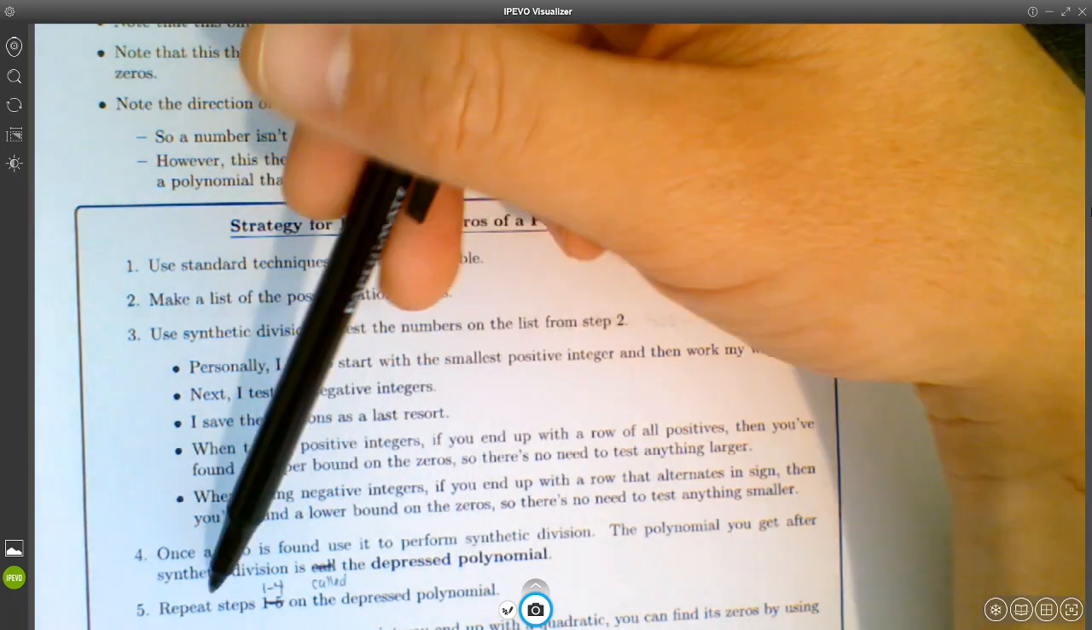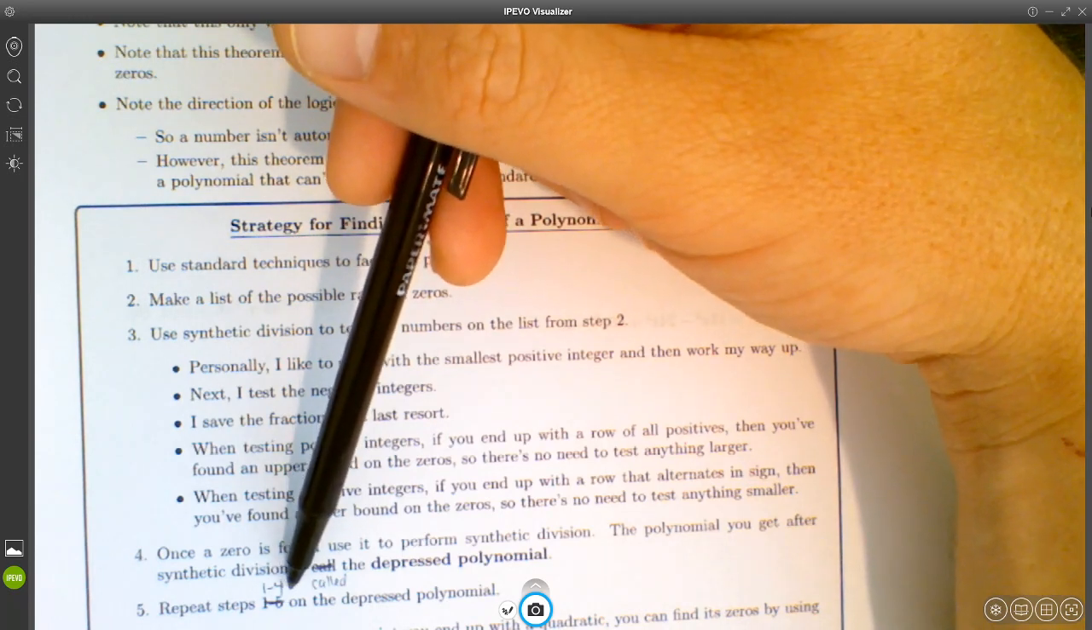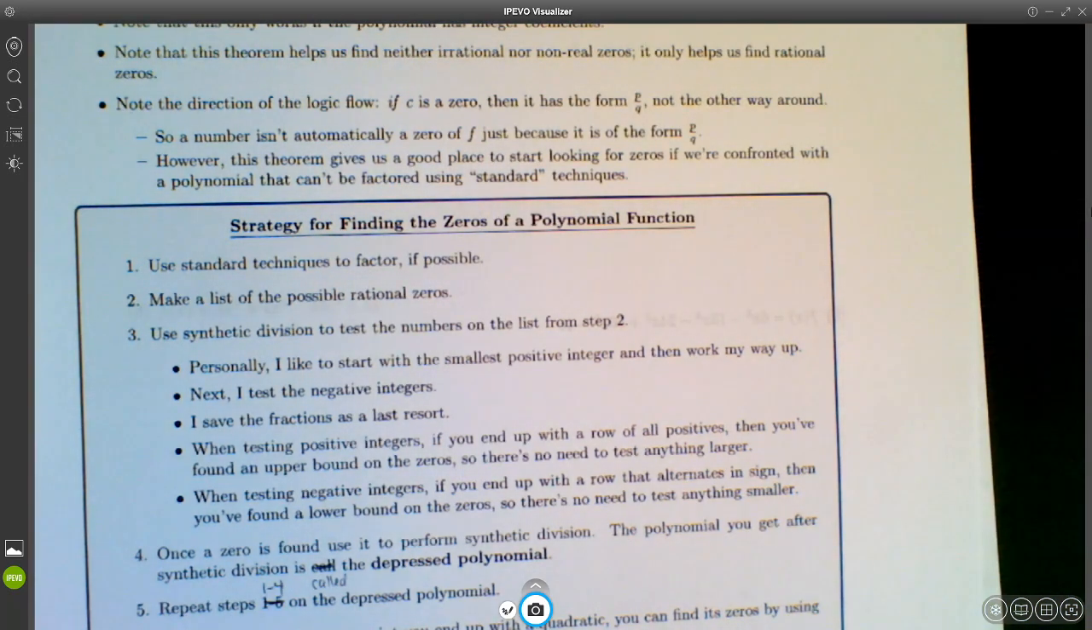And then you can repeat steps 1 through 4. That was a typo, but you can repeat steps 1 through 4 on the depressed polynomial. And then you just keep doing this until you end up with a complete factorization, or until you get everything down to linear and quadratic terms, right?